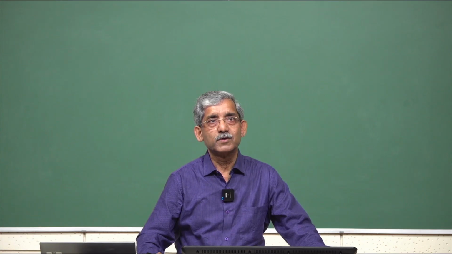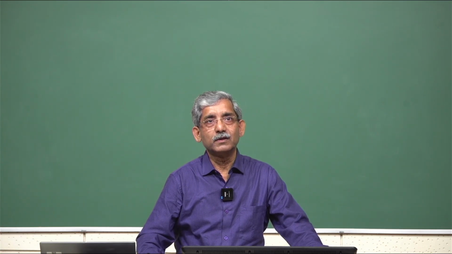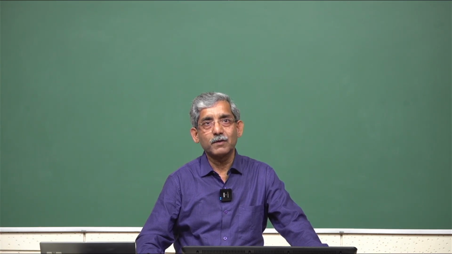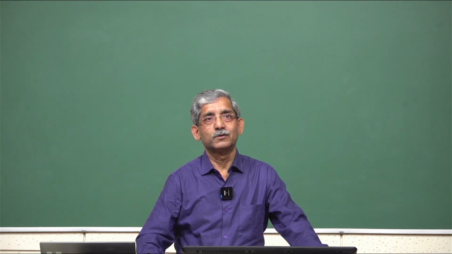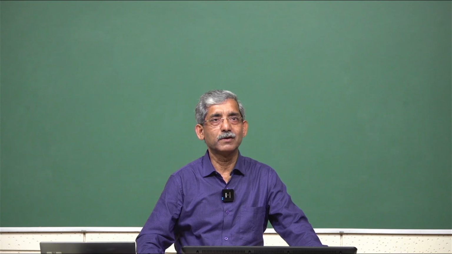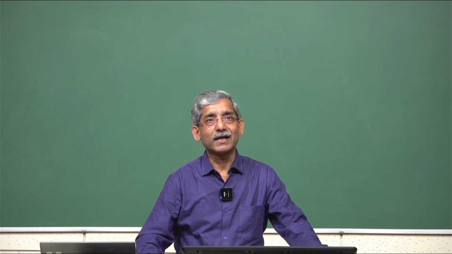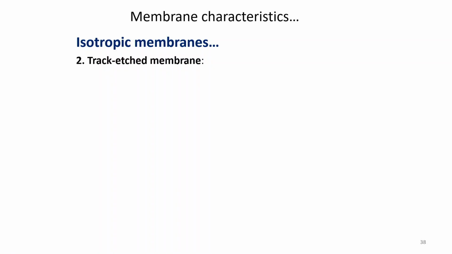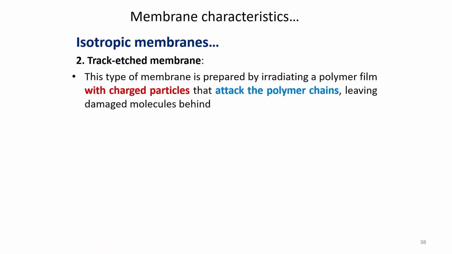So, hello everyone. We will continue with the isotropic membrane. The second type of membrane is the track etched membrane. Here you can see this type of membrane is prepared by irradiating a polymer film with charged particles.